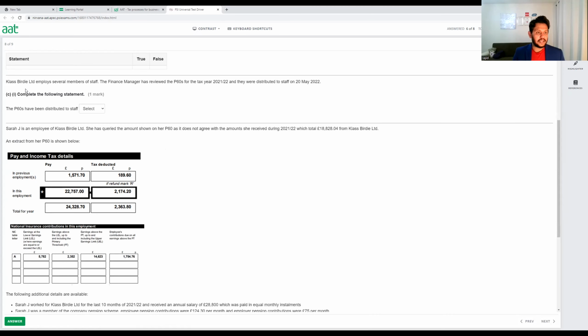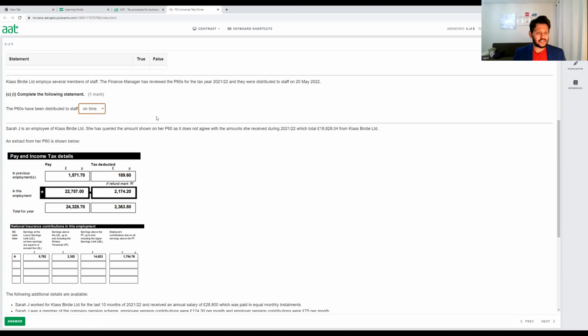All right, KB Limited employs several staff. The finance manager has reviewed the P60 for the year ended 21-22, and they were distributed to staff on 20th of May. P60 have been distributed to staff. Okay, when? On time. Remember that.